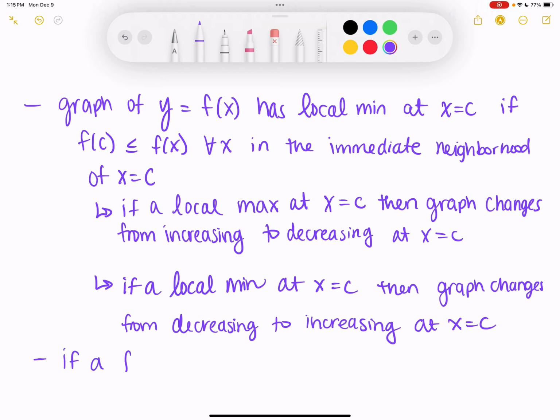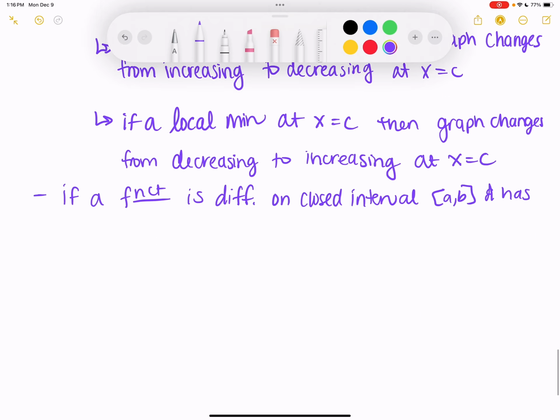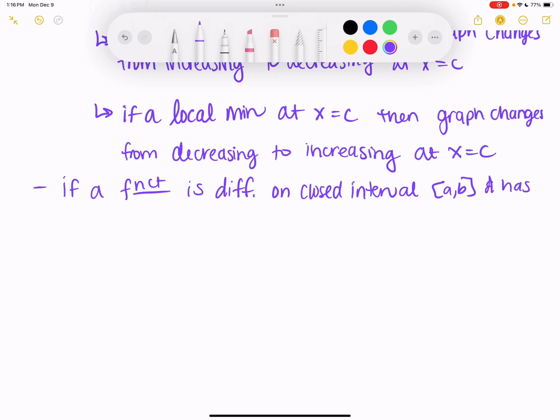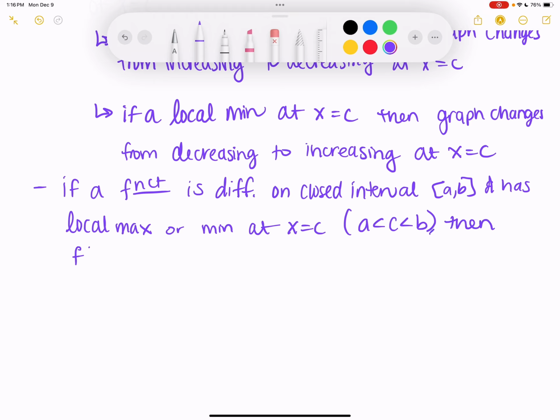If a function is differentiable on a closed interval a to b and has a local max or min at x equals c, where a is less than c less than b, then f prime of c equals 0. However, the converse is not true.